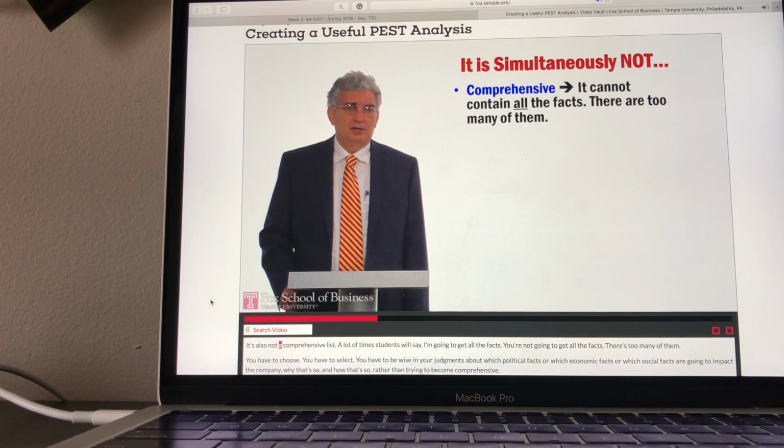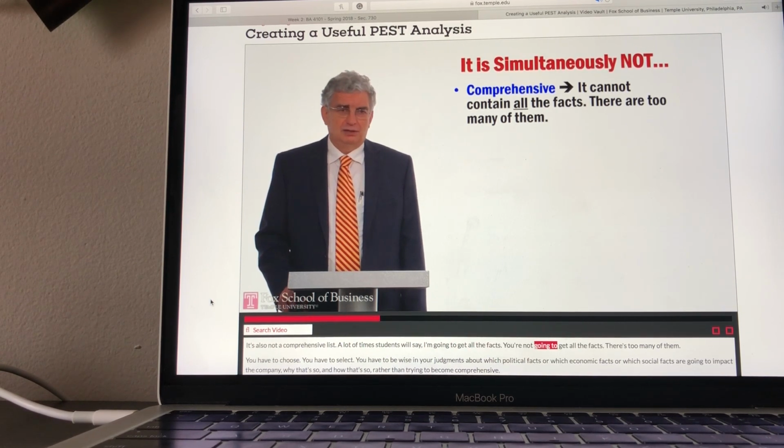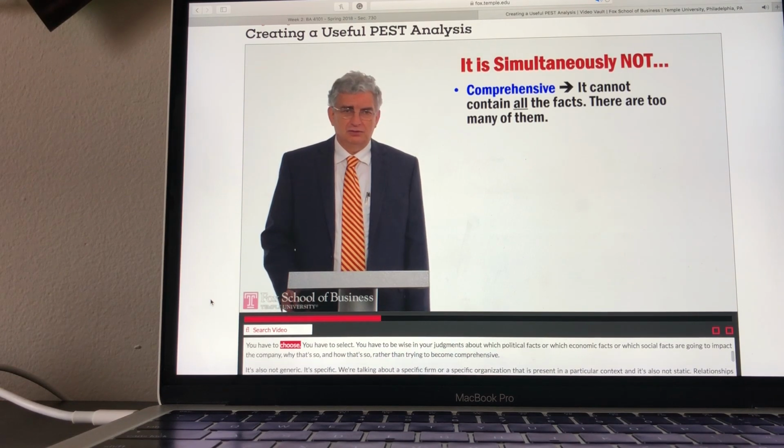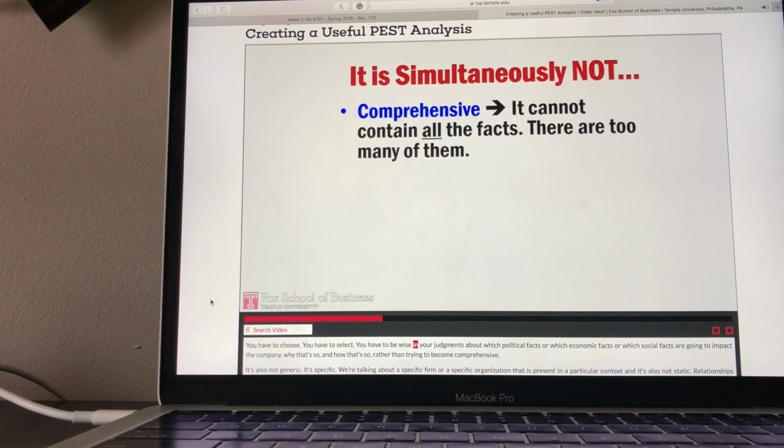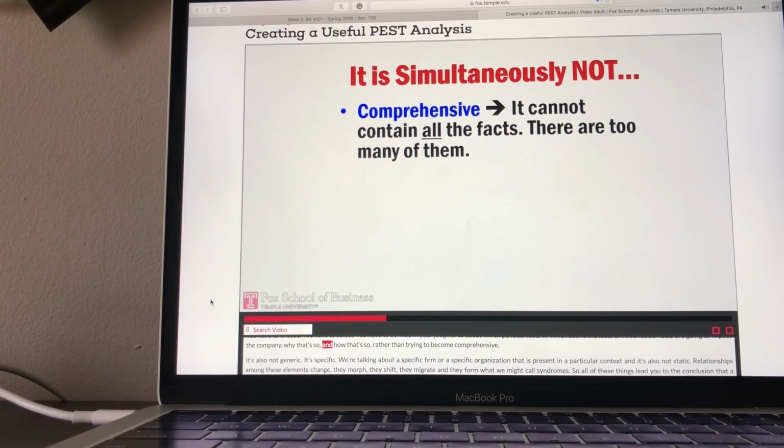It's also not a comprehensive list. A lot of times students will say, I'm going to get all the facts. You're not going to get all the facts. There's too many of them. You have to choose, you have to select, you have to be wise in your judgments about which political facts or which economic facts or which social facts are going to impact the company, why that's so and how that's so, rather than trying to become comprehensive.